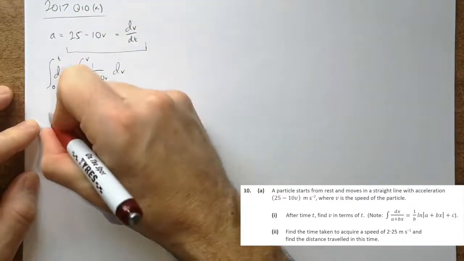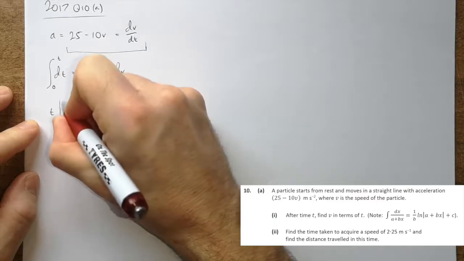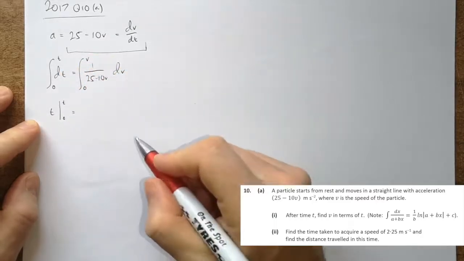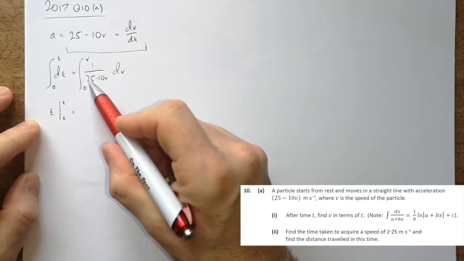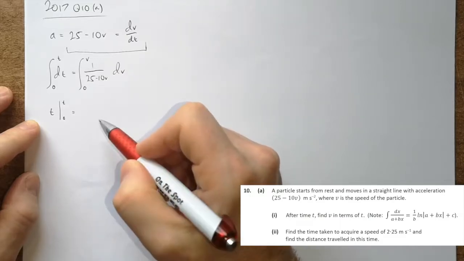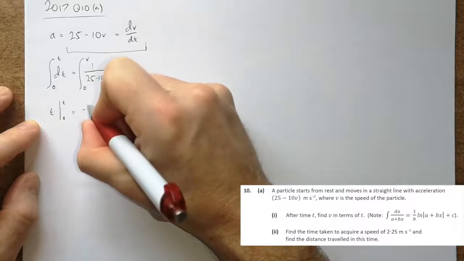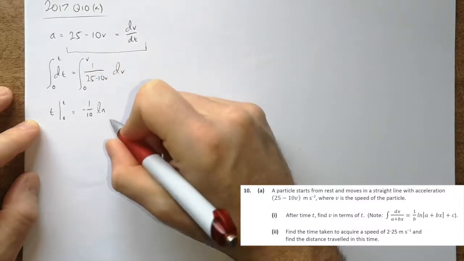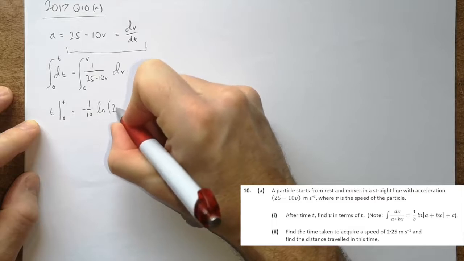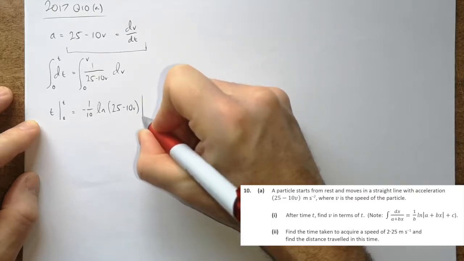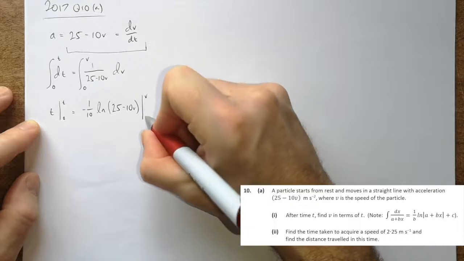So this one's kind of straightforward. It's just t, and we put our limits in, t and 0. Now this one, a little bit funkier. In our case, b is minus 10, watch that one there, and a is 25. So we have minus 1 over 10 natural log of 25 minus 10v, and our limits here are v and 0.